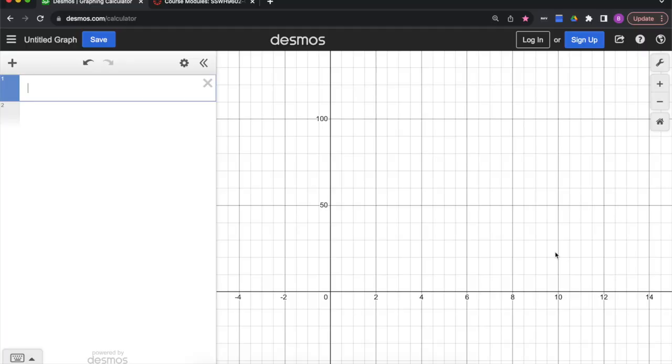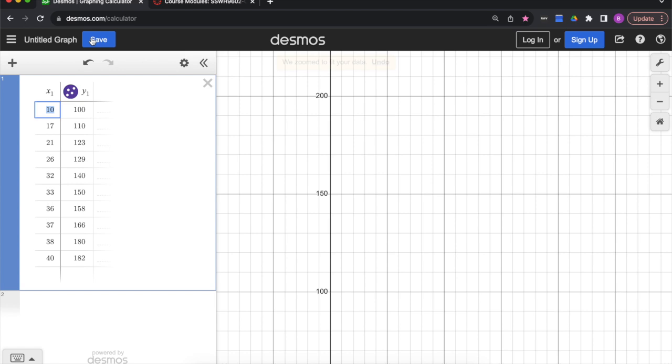So once you have your data copied and you're in Desmos, you're just going to paste it into this first row here. All right, so we're just going to paste our copied data, and now it plots the points out here. We got our point 10 by 10, so a 10-year-old with 100 contacts, and then up to our last, a 40-year-old with 182 contacts in the phone.